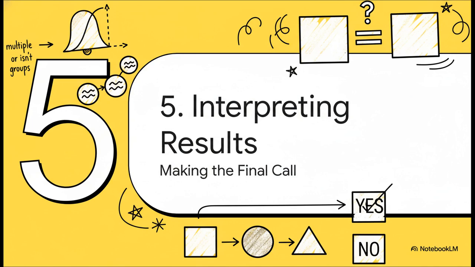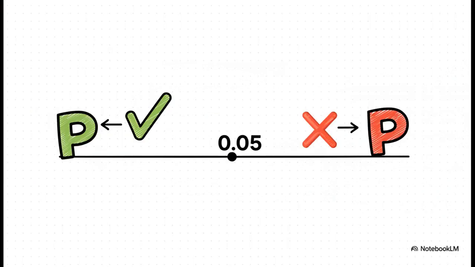All right, so after all the calculations are done, after we've crunched the sum of squares and figured out our F statistic, we get to the moment of truth. It's time to interpret the results and make the final call. Is there a real difference or not? The easiest way to make this call is with the p-value rule. In business, we almost always use a significance level of 0.05. It's just a standard cutoff. And the rule couldn't be simpler. If the p-value is low, the null must go. If it's less than or equal to 0.05, we say reject and conclude there is a statistically significant difference.